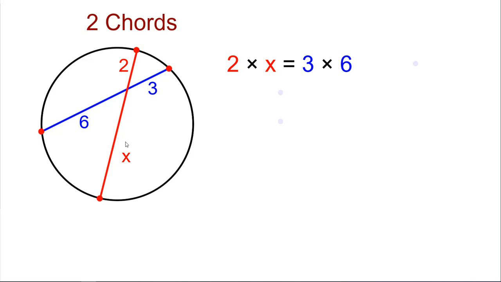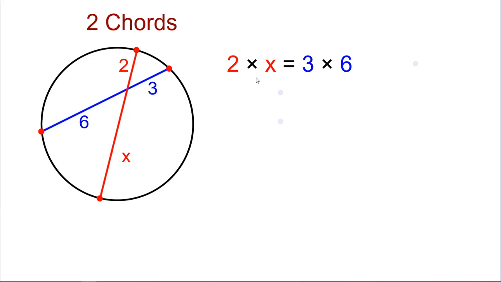The order we write these doesn't matter because of the commutative property of multiplication. We could have done x times 2 and then 6 times 3, or 3 times 6 and x times 2. So unlike setting up proportions, the order does not matter when we're multiplying, as long as we multiply the parts that are on the same chord. So the blue part with the blue part, the red part with the red part, just like we did here.